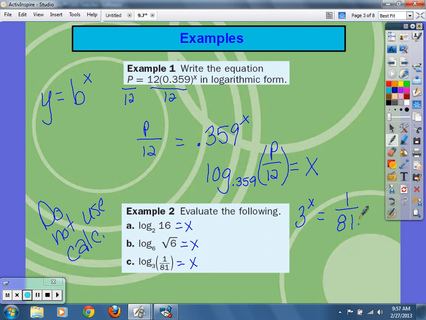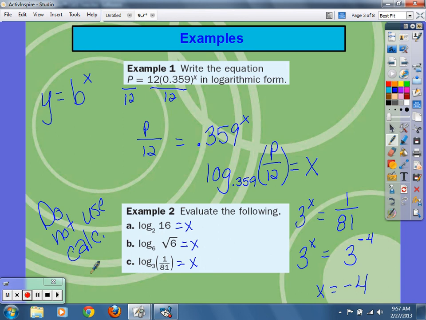Okay, this is a fraction. I need a base of 3 so that I can set these equal to each other. So 3 to the x equals 3 to what? Well, to get it to be in the denominator of a fraction, I would need a negative exponent. 3 to the second power is 9. 3 to the third power is 27. This is going to be negative 4. X equals negative 4.